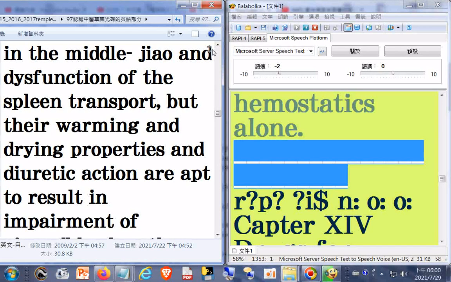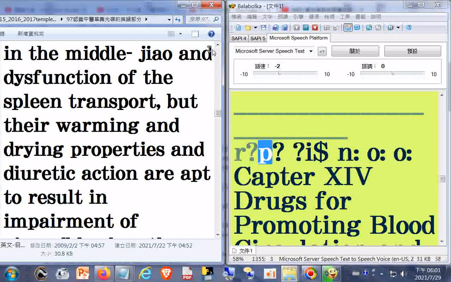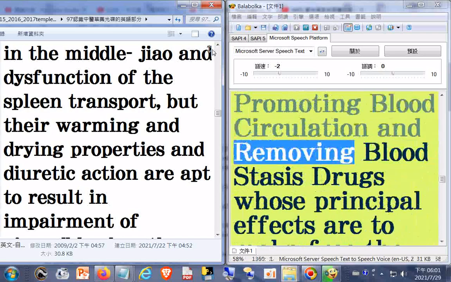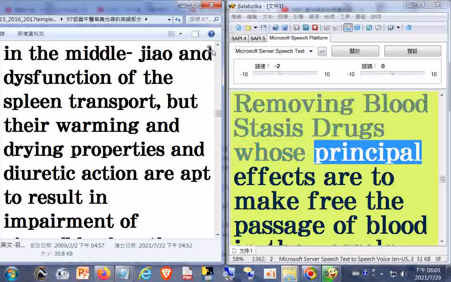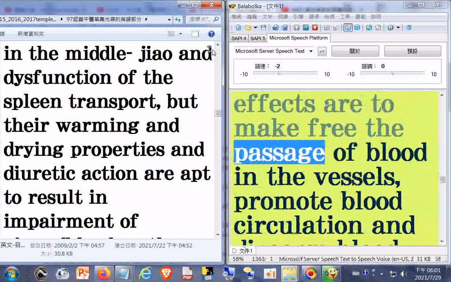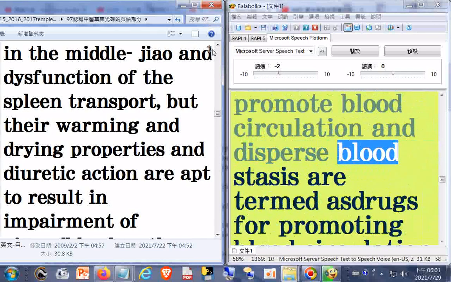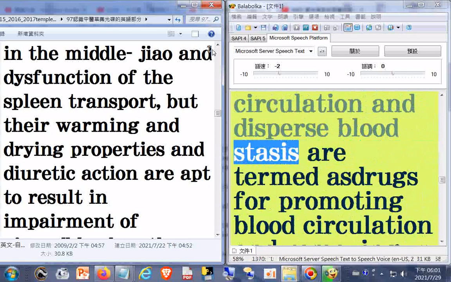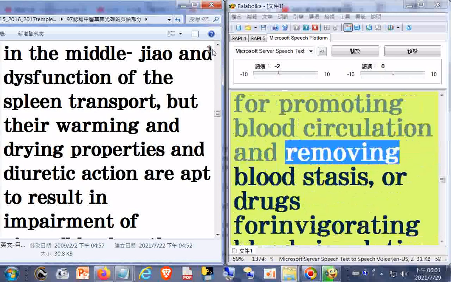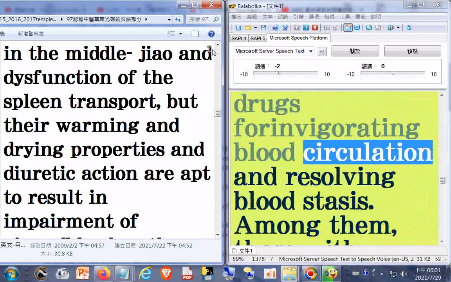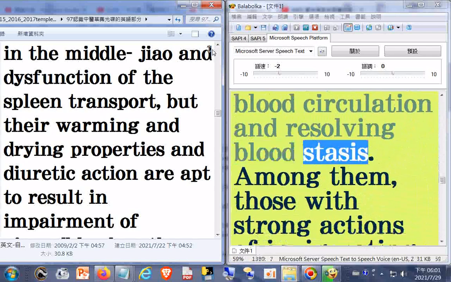Chapter 14 Drugs for Promoting Blood Circulation and Removing Blood Stasis. Drugs whose principal effects are to make free the passage of blood in the vessels, promote blood circulation and disperse blood stasis are termed as drugs for promoting blood circulation and removing blood stasis, or drugs for invigorating blood circulation and resolving blood stasis.